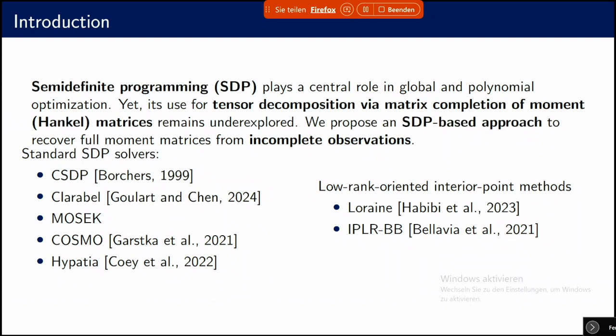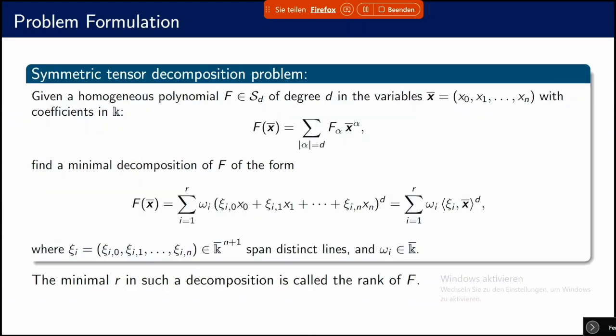I'm going to use standard SDP solvers, such as CSDP, Clarabel, Mosek, COSMO, Hypatia, and some of the low-rank oriented interior point methods, such as LoRADS and IPLR-BB. Let's start from the problem formulation.